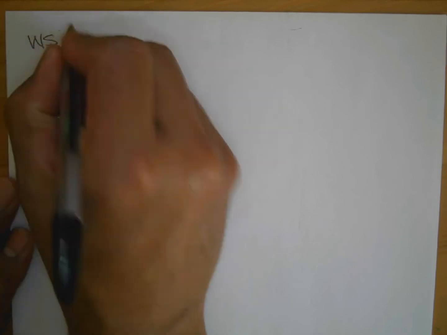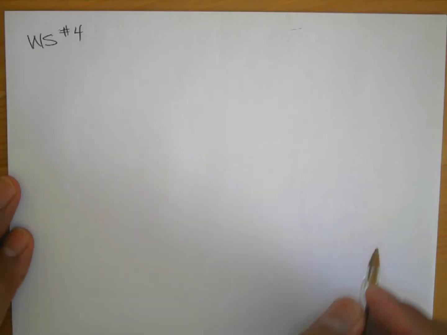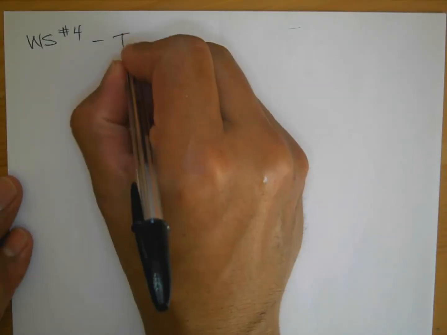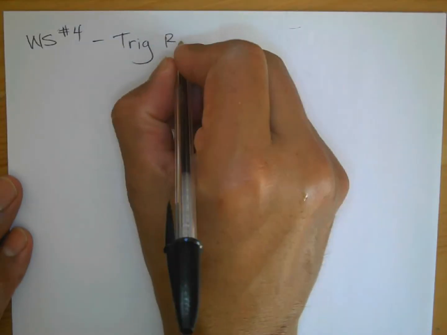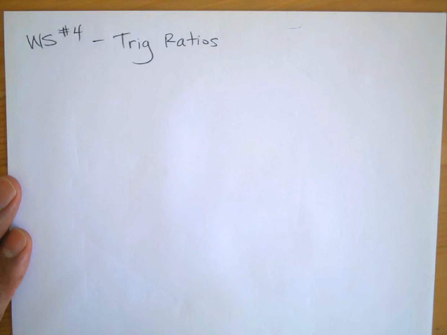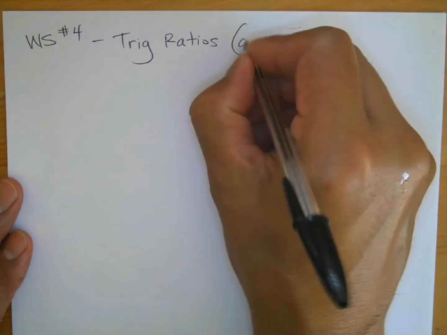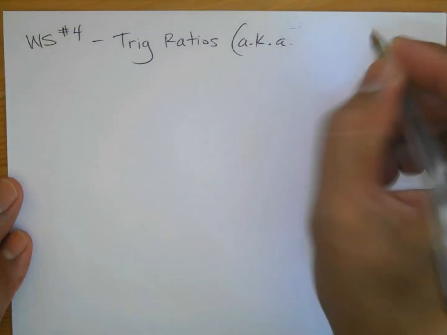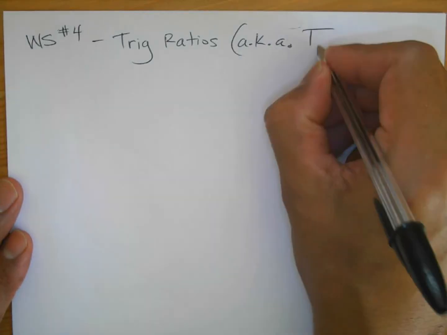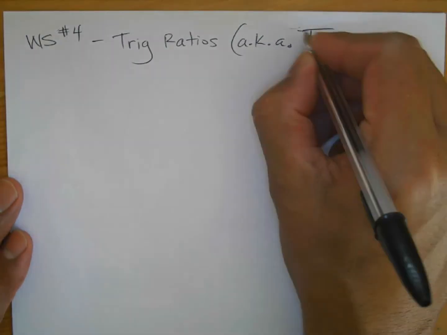All right, copy these notes into your notebooks. Here we go. This is worksheet 4. These are the notes for worksheet 4. Worksheet number 4: the trigonometric ratios, or the trigonometric functions, right? We'll abbreviate it trig ratios. Remember, they're also known as trig functions. Trigonometric functions.